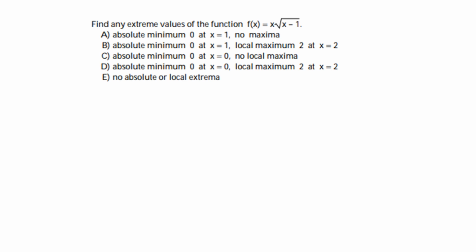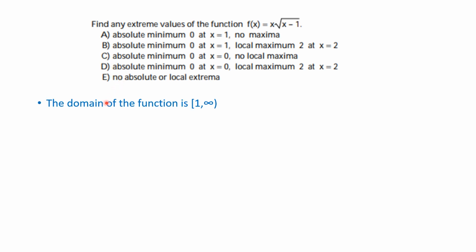For the first question, we're expected to find any extreme values of the function f of x equals x multiplied by square root of x minus 1. And these are the options. So our task is to figure out which option is correct.